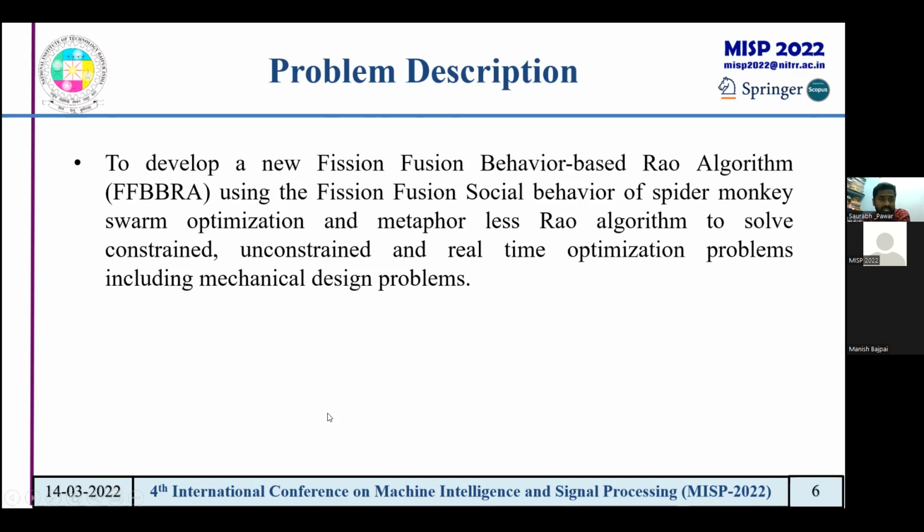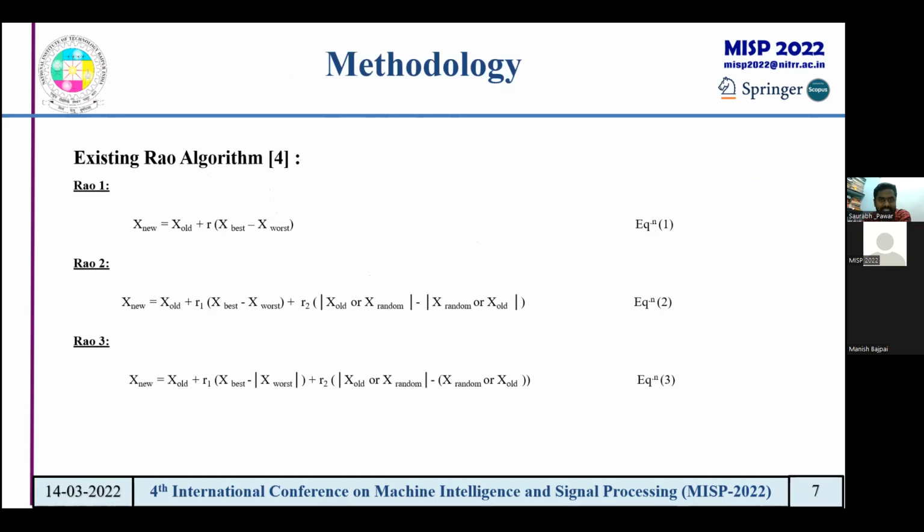The problem description is to develop a new fusion behavior based Rao algorithm, FABBRA, using the fusion of the social behavior of spider monkey swarm optimization and the metaphor-less Rao algorithm to solve constrained, unconstrained and real-time optimization problems, including mechanical design problems. So this is the existing methodology.